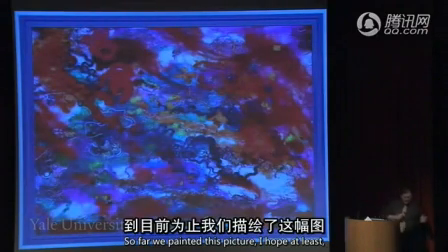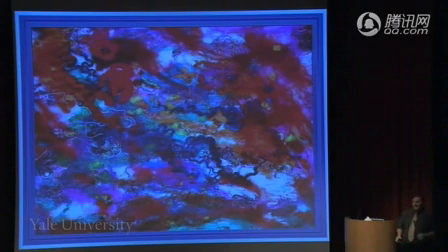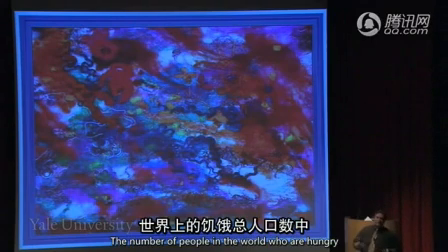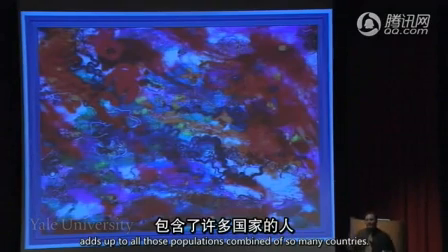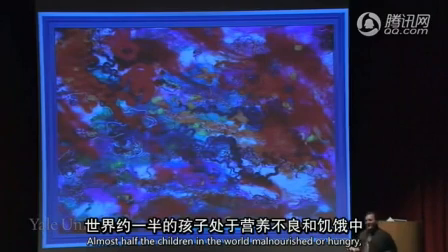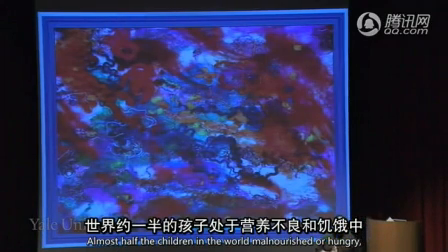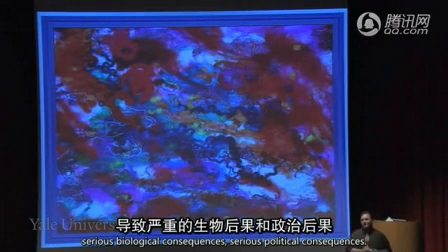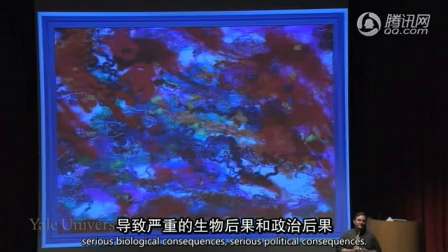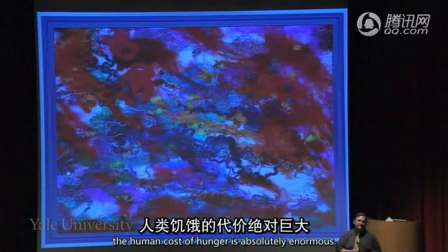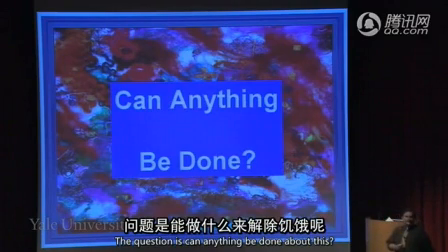Okay, so far we've painted this picture, I hope at least, of the magnitude of the problem. The number of people in the world who are hungry adds up to all the populations of so many countries combined. Almost half the children in the world are malnourished or hungry. Serious biological consequences, serious political consequences. So you see people suffering, people dying. The human cost of hunger is absolutely enormous. And the question is, can anything be done about this?